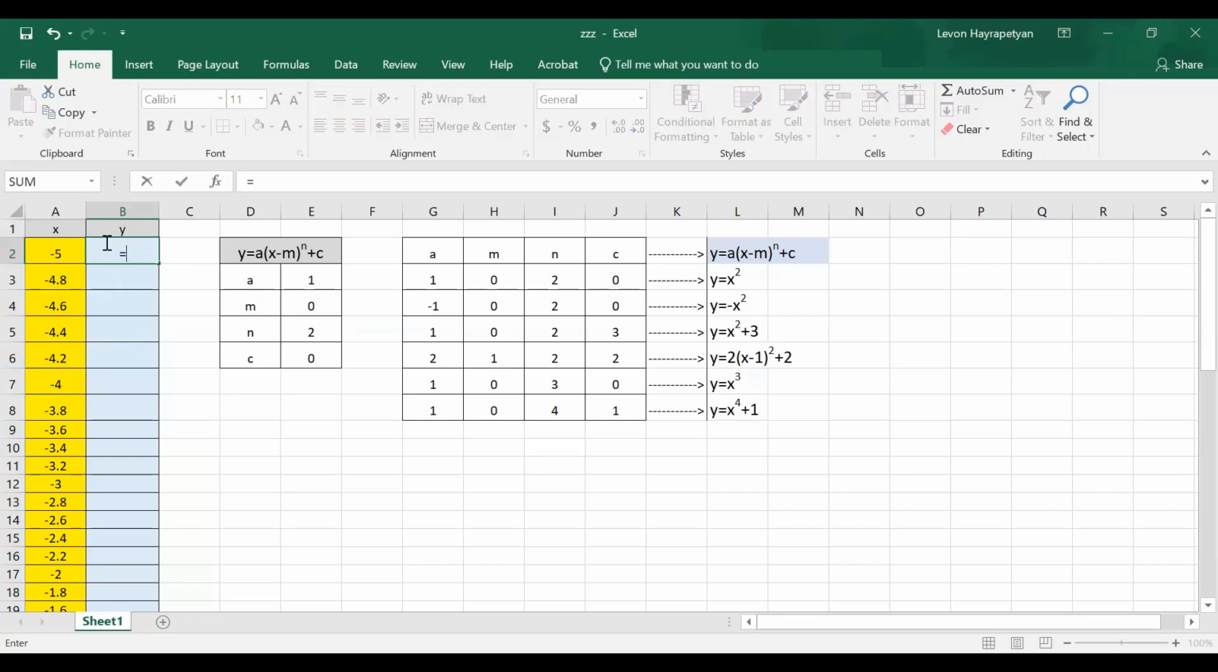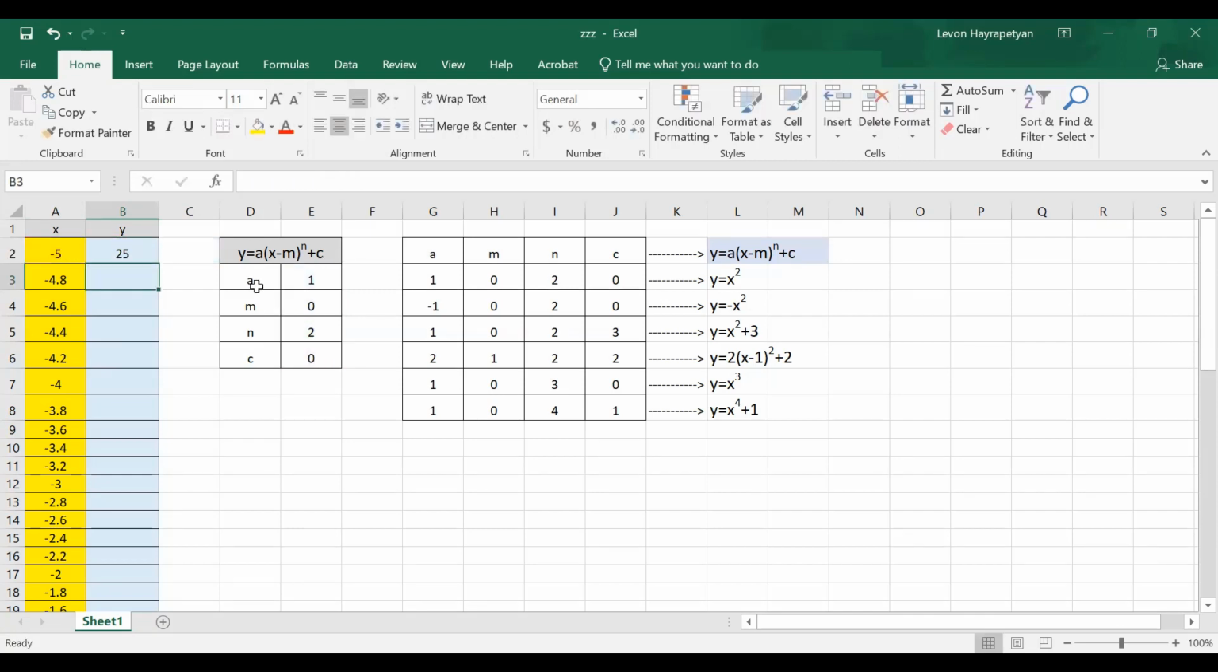Each formula in Excel starts with the equal sign, then a, and this is the value of a, times x. The value of x is the content of this cell, minus m, and the value of m is in here, raised to, and that's the caret symbol, which is shift 6, raised to the n, which is in here, and plus c, which is in here.